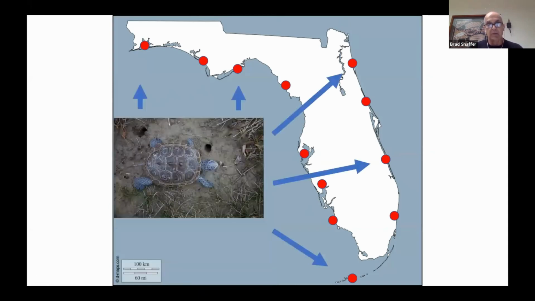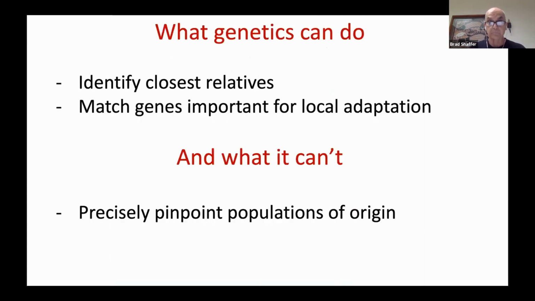And then if you ever had another animal that was, say, a confiscated animal or an animal that showed up in an animal rescue center and you wanted to know where to put it back, you would sequence that animal for some part of its genome and compare it to all the dots. And whoever it was most closely related to, you could say, well, at least it came from somewhere in that region. And that's the basic goal of the exercise. I think as we think about this exercise, it's important to think about what genetics can do for us and what it can't.